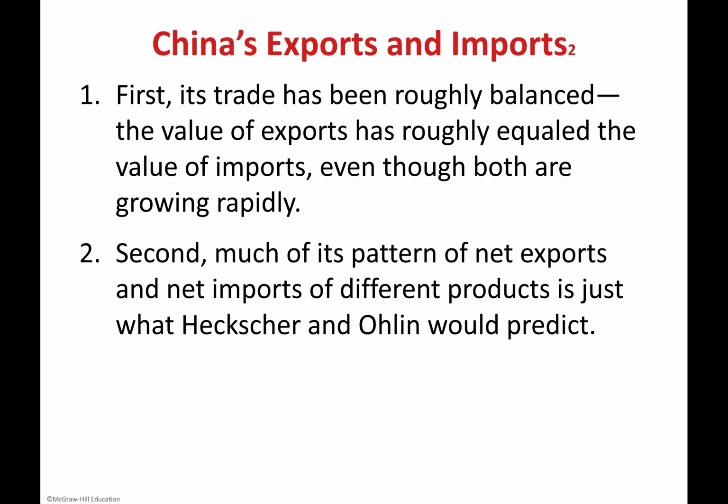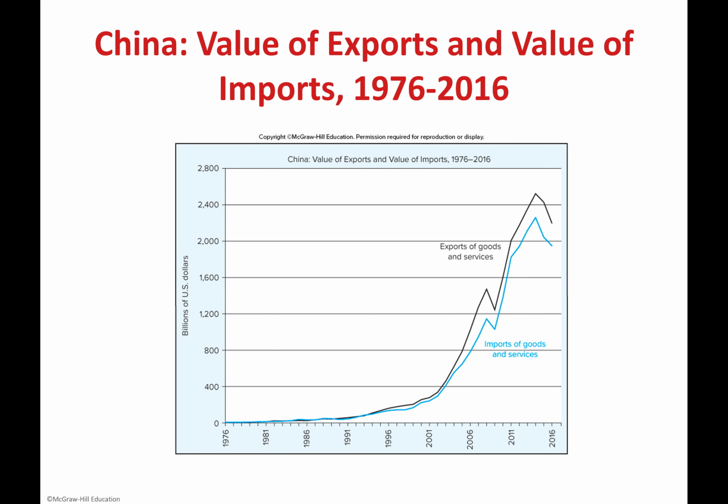For a country like China, though, Heckscher-Ohlin is a really good fit. Why? Because it's got a lot of people there, the types of products it's likely to be exporting are those that are intensive in the use of labor. And that's what the Heckscher-Ohlin theory would predict. So here are the exports and the imports of China through to 2016. You can see it's a very rapid increase.